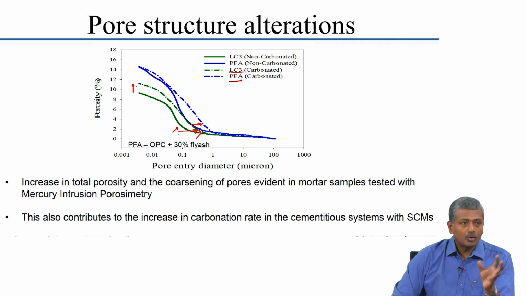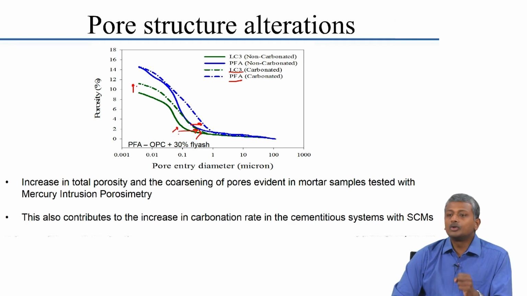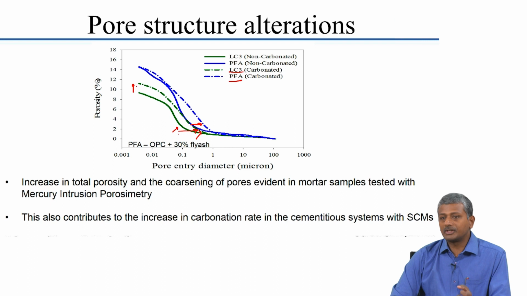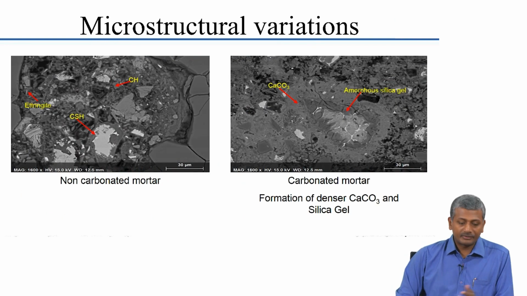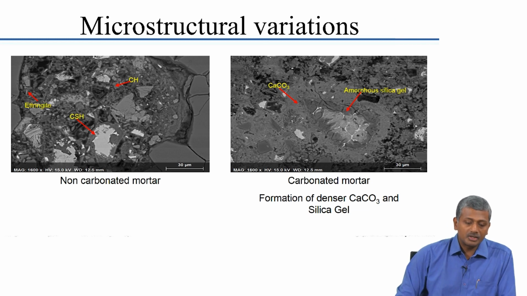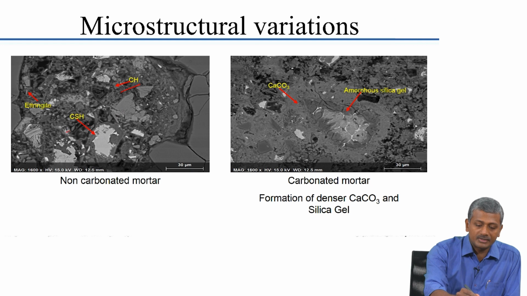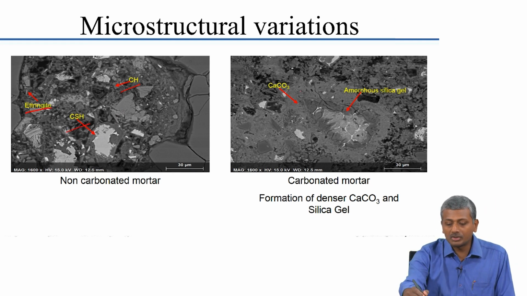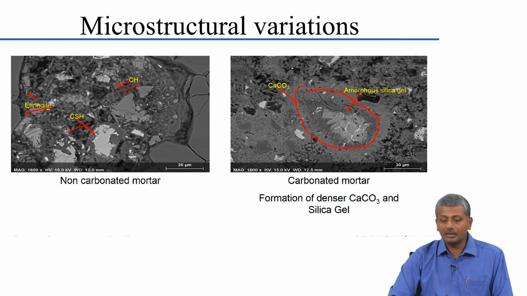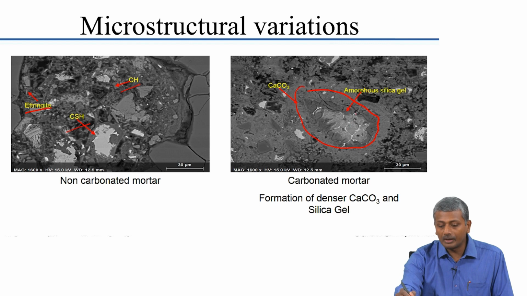So, concretes with mineral admixtures will tend to coarsen a lot more as compared to concretes with ordinary Portland cement. And again, microstructurally you can also see the effects. On the left you have a non-carbonated mortar which shows the regular cementitious hydration products like calcium hydroxide, CSH and ettringite, and on the right you have the formation of calcium carbonate, extensive deposit of calcium carbonate along with some silica gel around a group of hydrating cementitious particles.